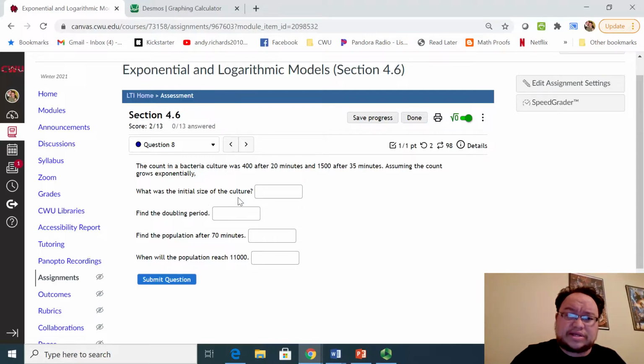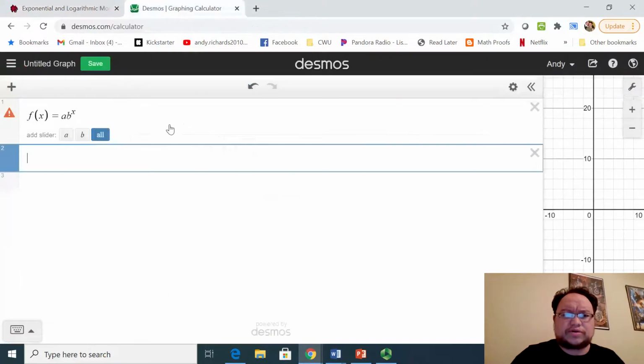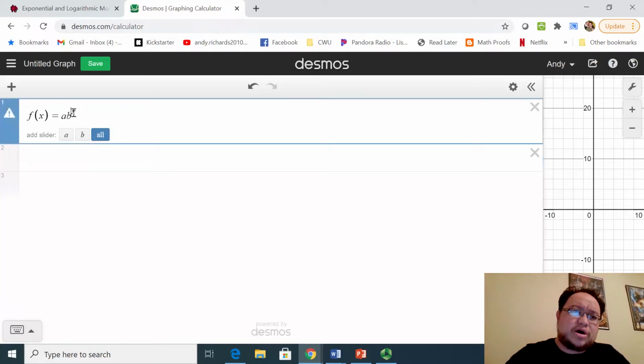The first of which is, what is the initial size of the culture? So let's go ahead and look at this first. What we're dealing with is an exponential growth function. So it operates on this a b to the x, where b is greater than 1. And in this case, our inputs are going to be our units of time.